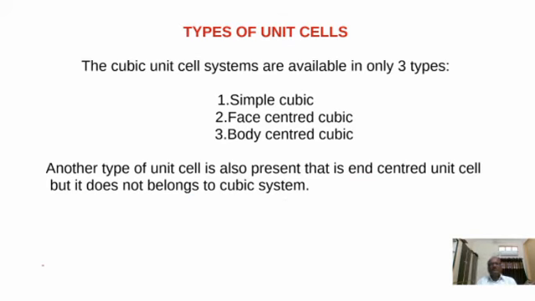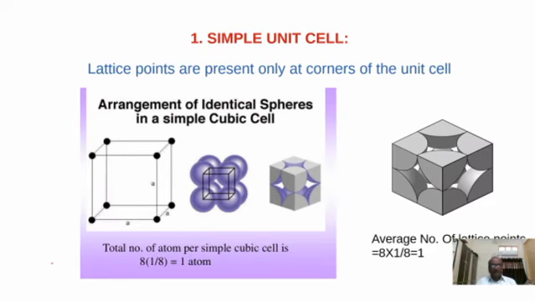Okay, let us discuss these types. Simple unit cell. It is also called a primitive unit cell. How will it be? The lattice points are arranged only at the corners of the unit cell. We know that a cube has 8 corners. That is, each corner is occupied by a lattice point. Each corner will be occupied by a lattice point.